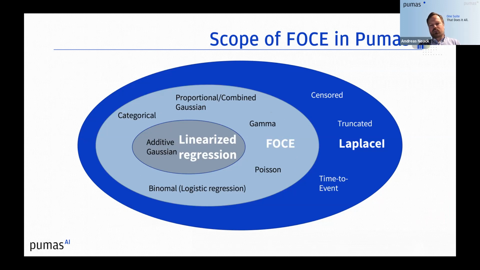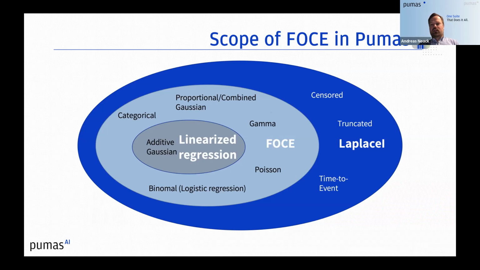which is gamma, Poisson, binomial, categorical, proportional, and the combined Gaussian. That class of model is related or similar to the generalized linear model kind of distributions, but also a few more, right? So categorical and the proportional Gaussian, for instance, are not typical GLM models, but they can be handled similarly to those.